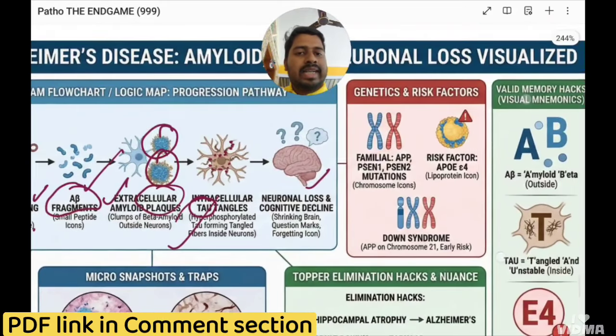Now genetically, we have the risk factor ApoE4. So if you are an Avengers or Marvel fan, you will remember Thor, or Chris Hemsworth.